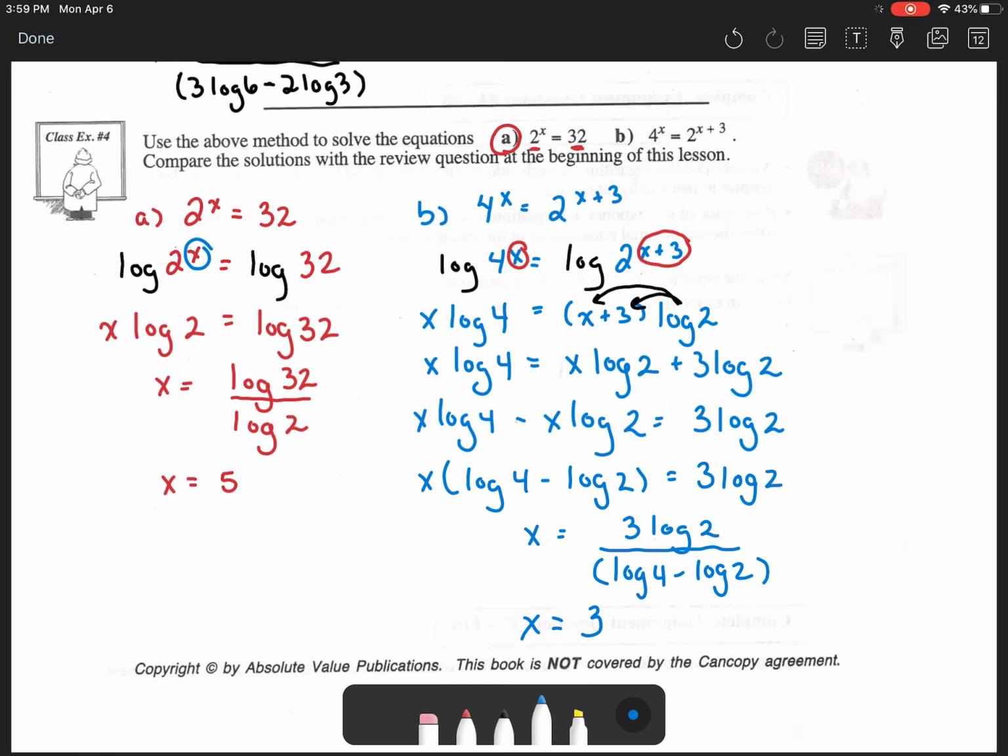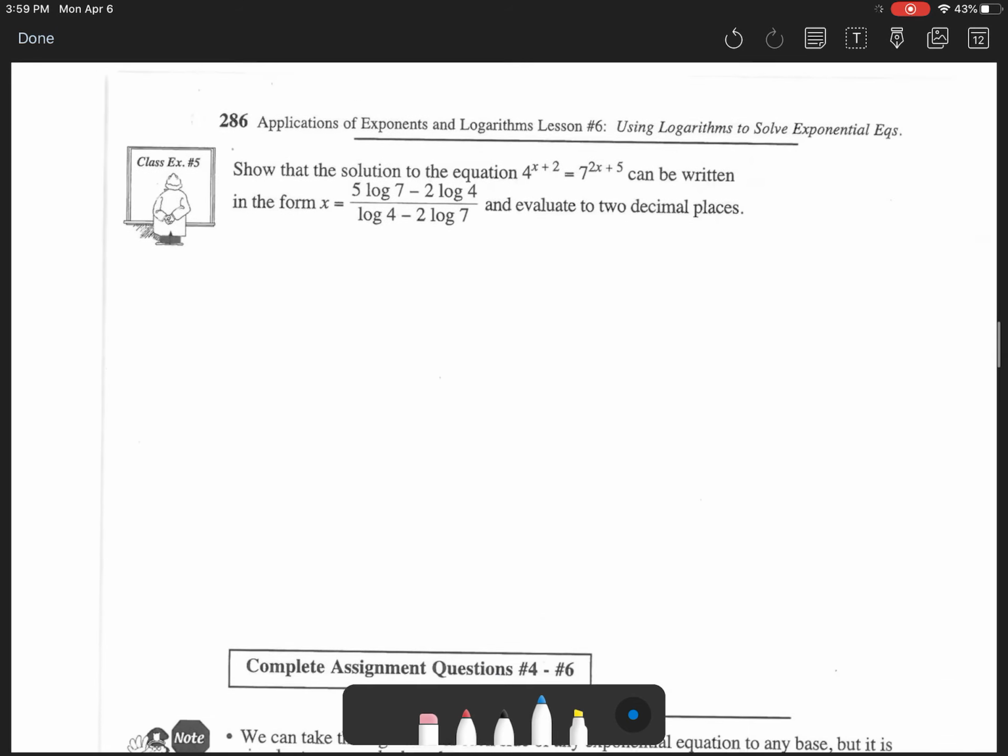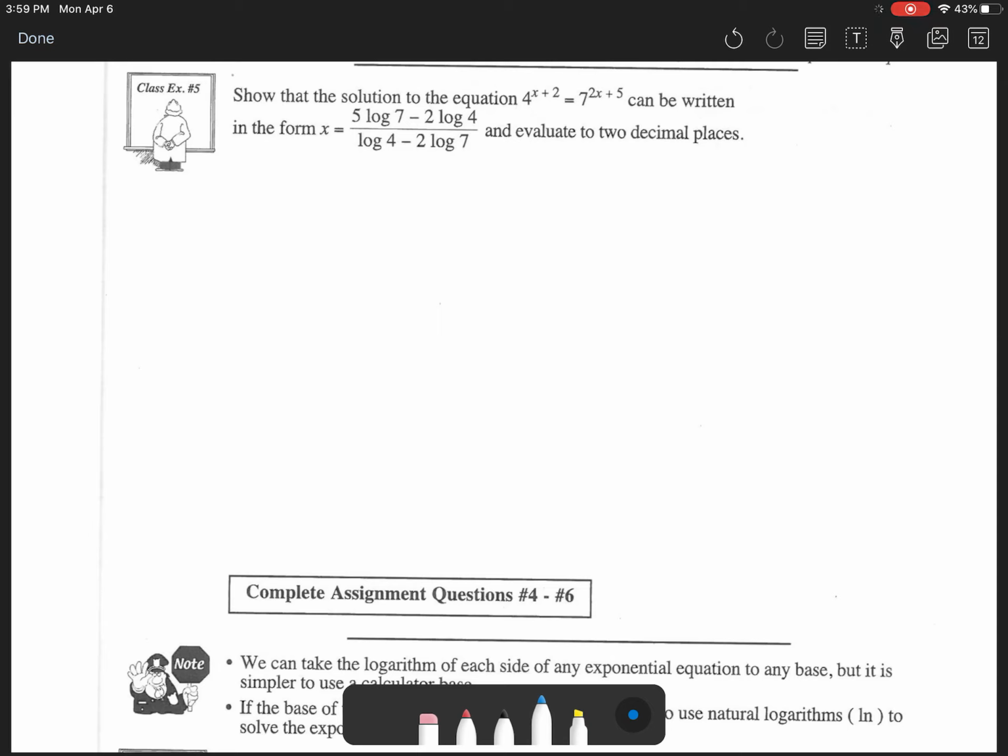There you go. So again, getting a little tougher, but see how you do with that and practice it. Again, questions emailed to me, I will get back to you. Next, last page here. Show that the solution to the equation can be written in this form and then evaluate to 2 decimal places.